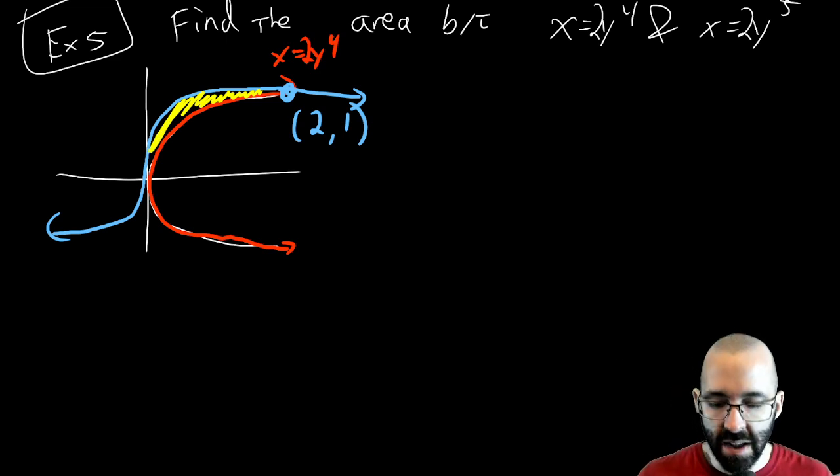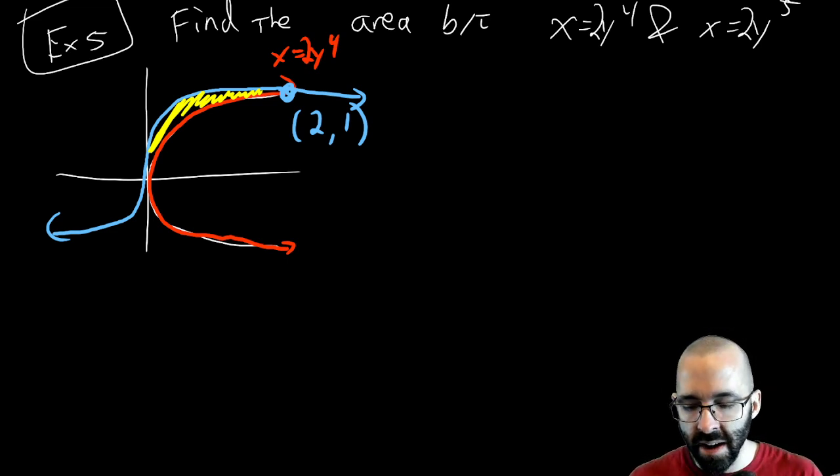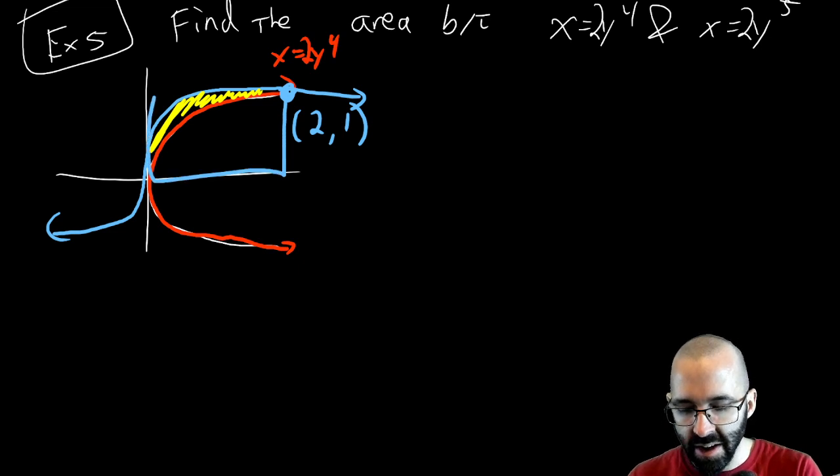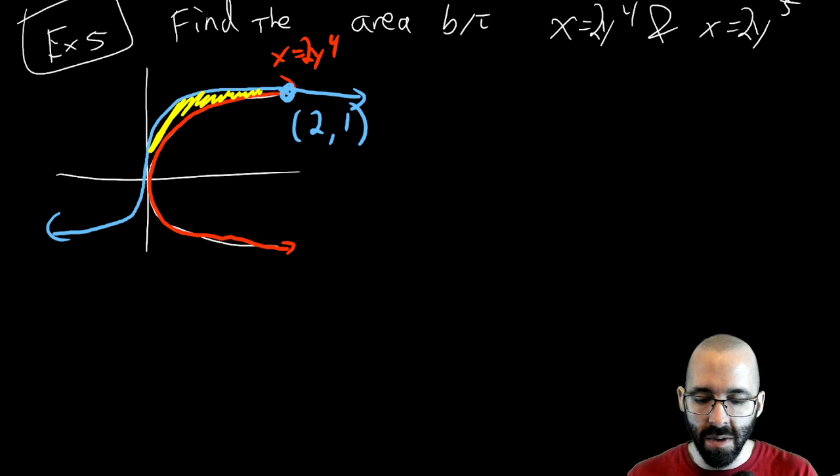So there's 2 ways of doing this. You could have this in terms of x or in terms of y. You could do area under blue minus area under red. Right? Area under blue minus area under red. Or you could do area to the left of red minus area to the left of blue. Up to you.